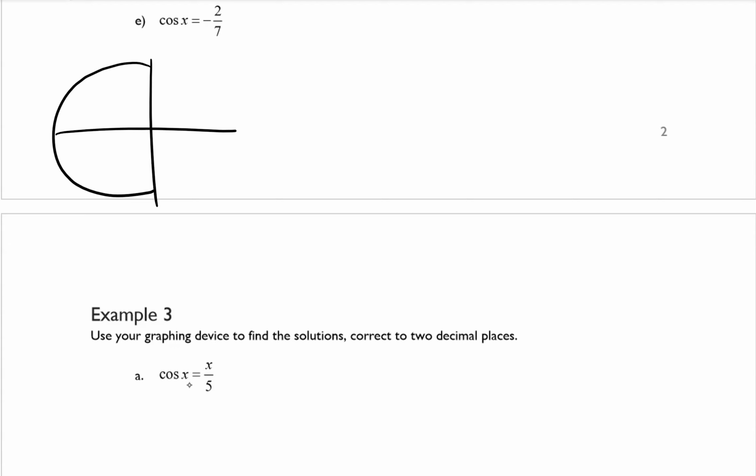Okay, so cosine is negative in quadrants 2 and 3. So I have negative 2/7 and negative 2/7 here.